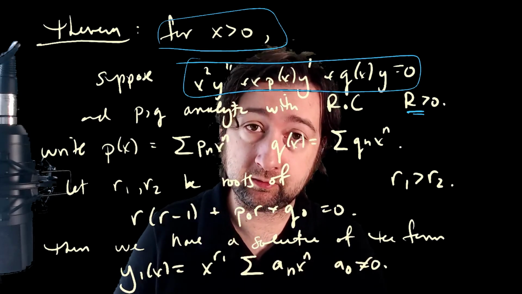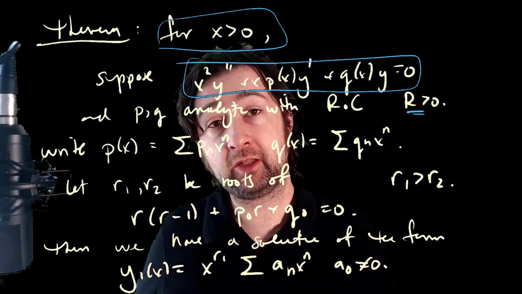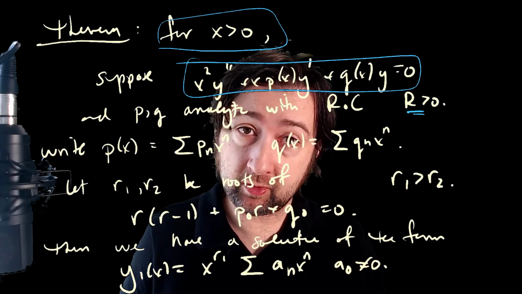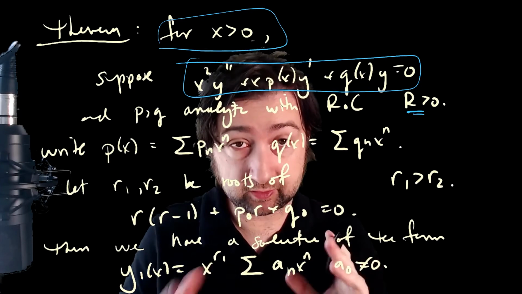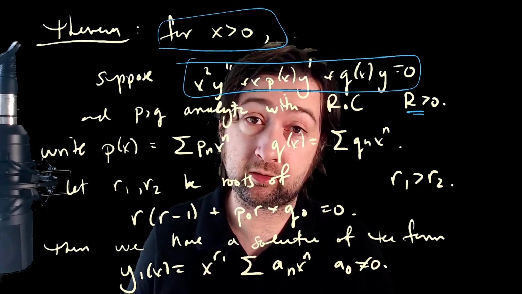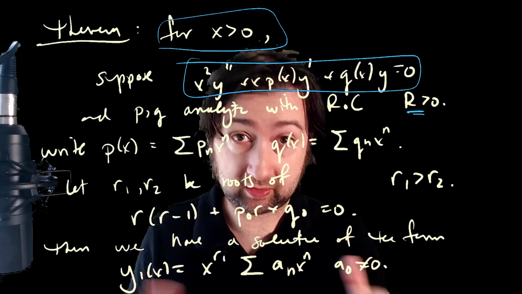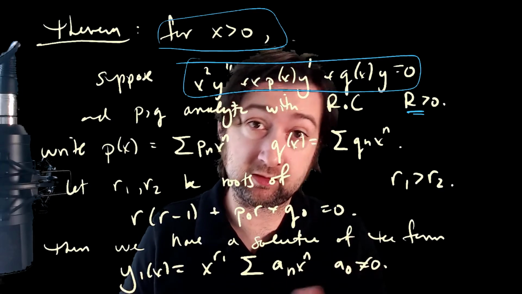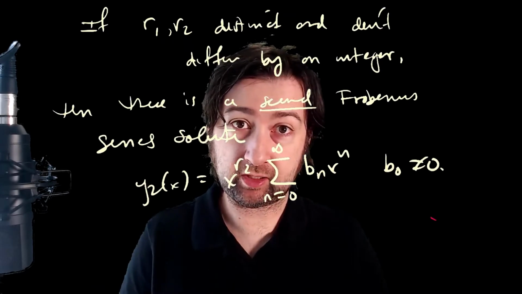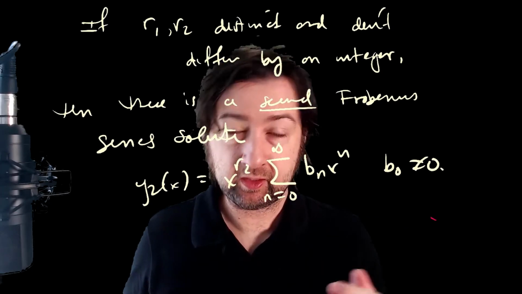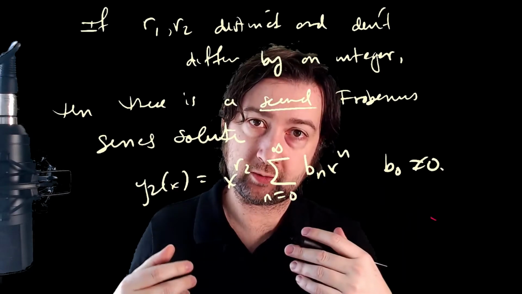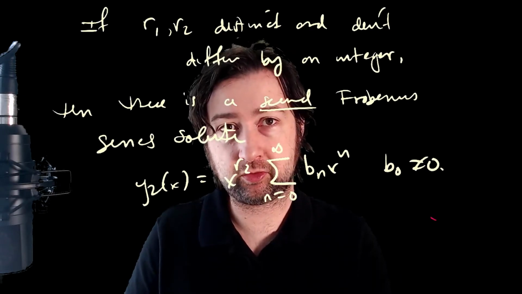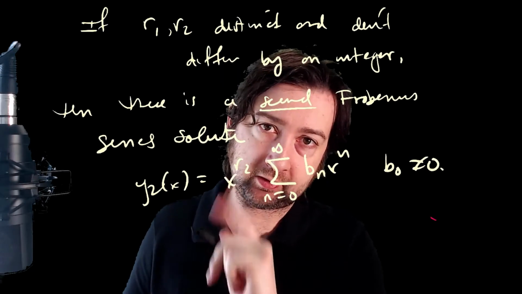Now, where does the second linearly independent solution come from? The answer depends on how r1 and r2 are set up. If r1 and r2 are distinct, that is, they're not the same number, and r1 minus r2 is not an integer, that is, they're not exactly 1 or 2 or 3 units apart, then I actually have a second Frobenius series solution as well. To encapsulate what I just said, the second half of the theorem says that if r1 and r2 are distinct real numbers and they don't differ by an integer, then we have a second Frobenius series solution that will differ from the first one, where now we've got x to the r2 here.